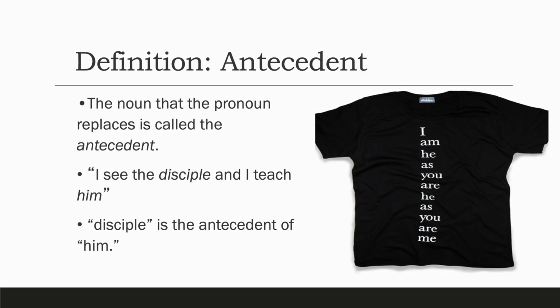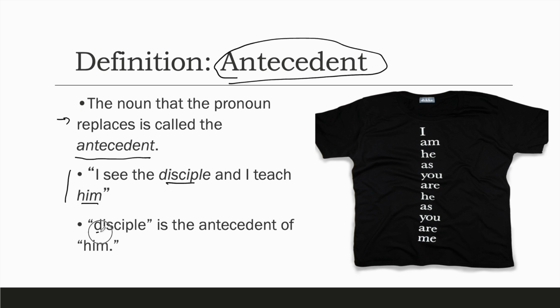Okay, I want to define the word antecedent. We talked about pronoun, but antecedent is an important word to know. So the noun that the pronoun replaces is called the antecedent, and we'll use that term a lot when we're talking about Greek pronouns. What's the antecedent here? Because that's very important for defining things like meaning and understanding what's going on. So using that example that I used on the previous slide, I see the disciple and I teach him. The noun here, disciple, is the antecedent, okay?